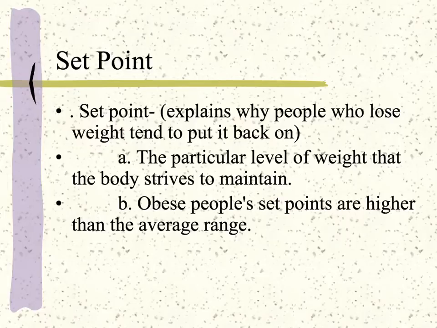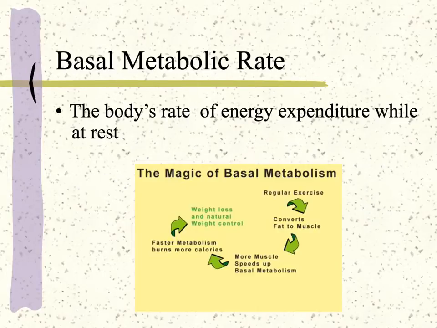The set point is the particular level of weight that the body strives to maintain. Obese people's set points are higher than the average range. Your particular set point has a lot to do with the basal metabolic rate, and this is the body's rate of energy expenditure while at rest. Right now, you're just sitting there listening to this video, but you're still expending energy.